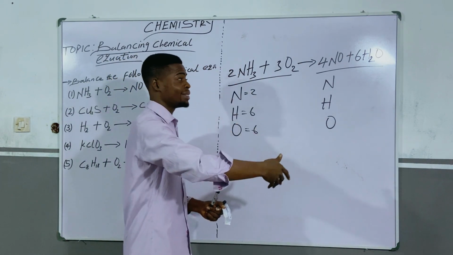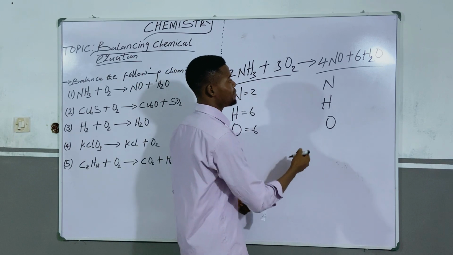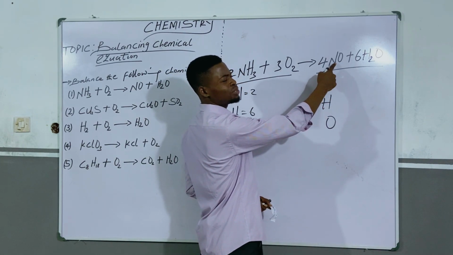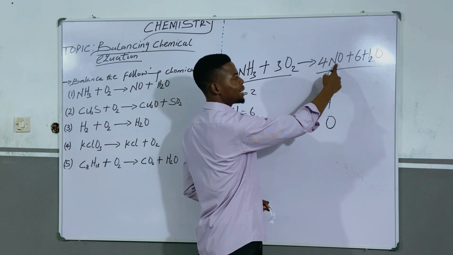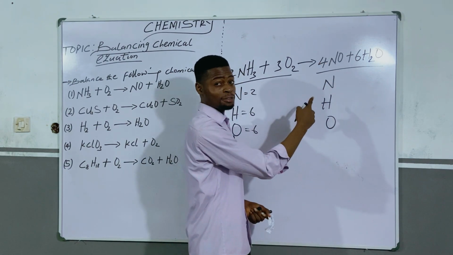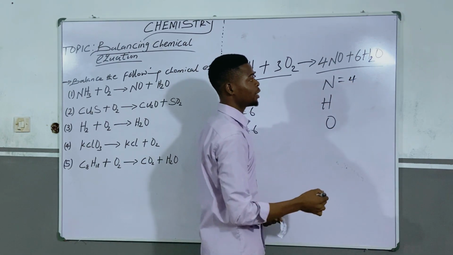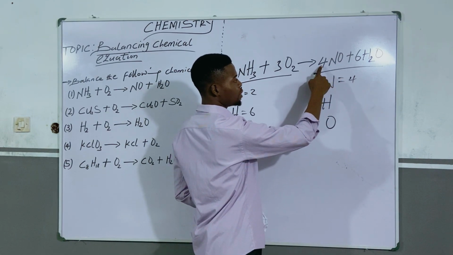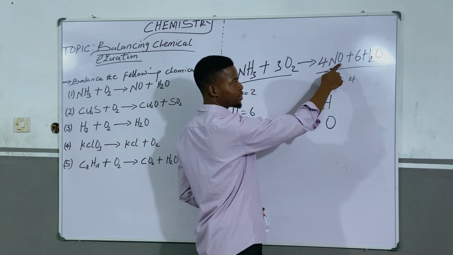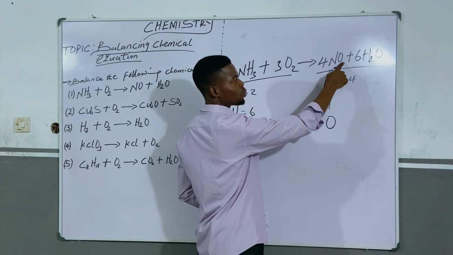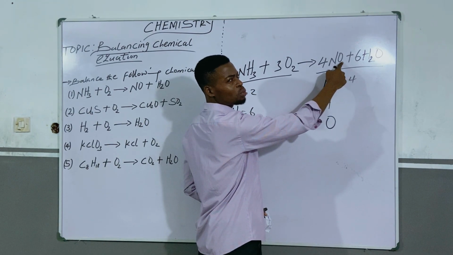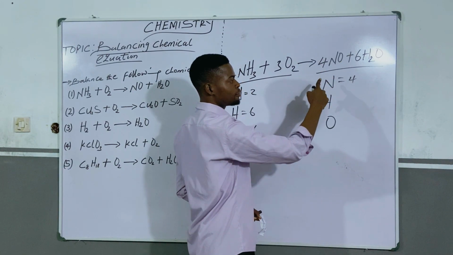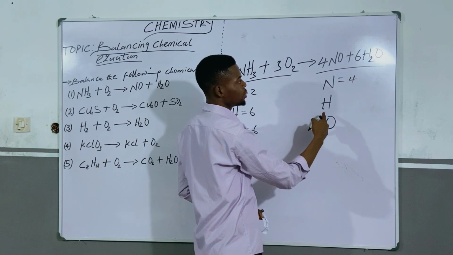At the product side, the same thing goes. Here we have nitrogen. There is no subscript, so we have 1 times 4, and that is 4. So we have 4 here. What about oxygen? This 4 also belongs to oxygen. So we have 4 times 1 because there is no subscript here, so we assume it to be 1. So 1 times 4 is 4.